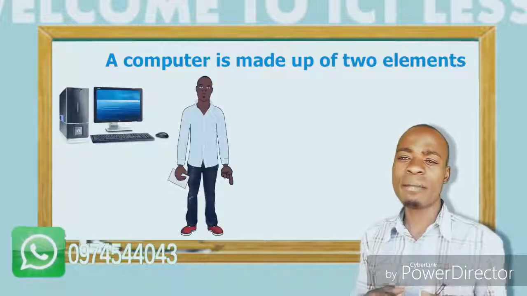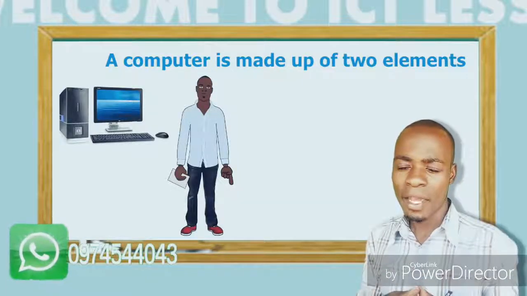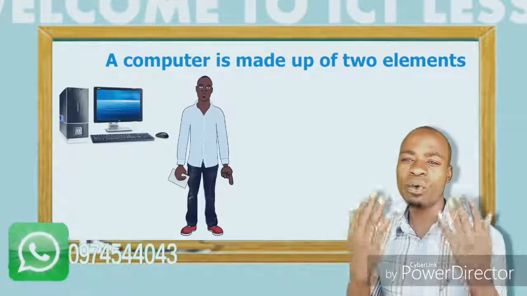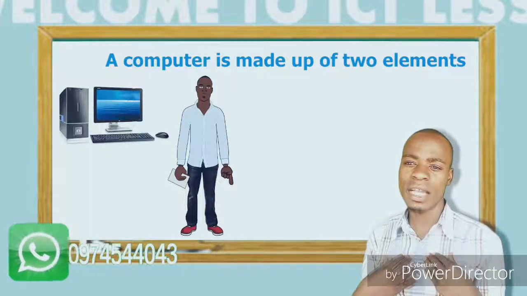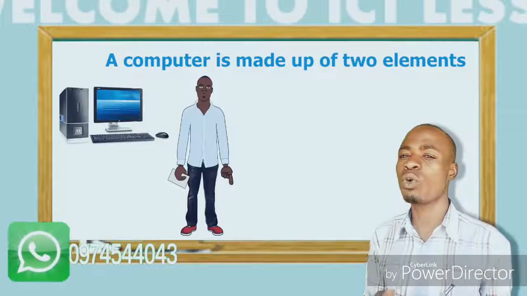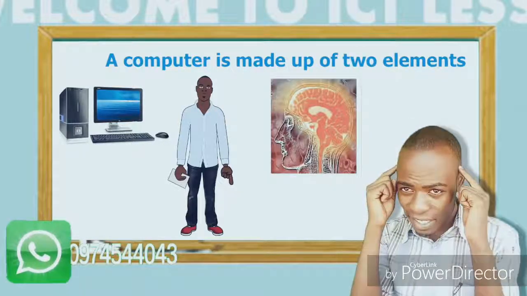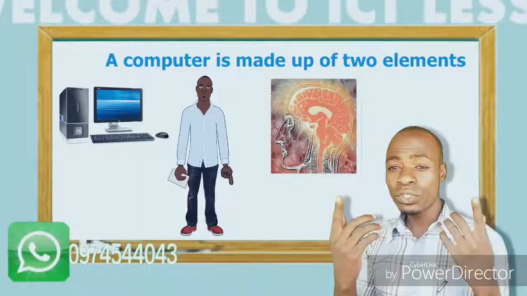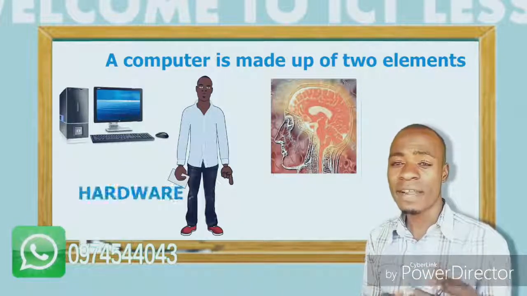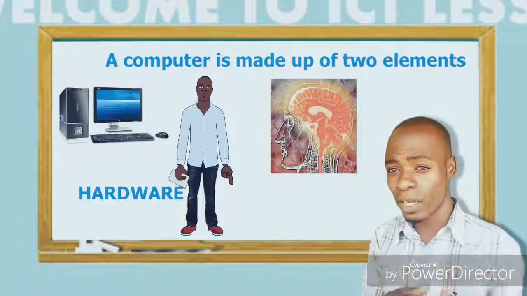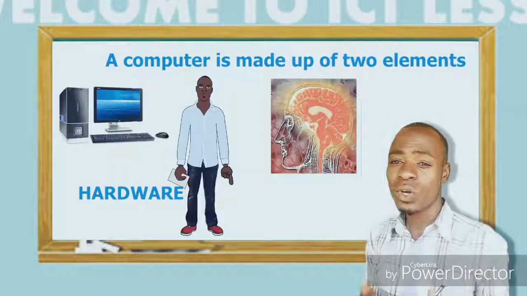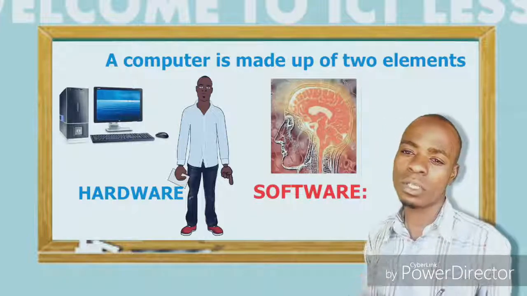I'll give an example of a human being. A computer is like a human being. A human being has got a physical part, which is the body, and he has got something which we call mind, which is inside that we cannot see. So the physical part of the human being refers to the hardware in computers, and the mind refers to the software in computers.